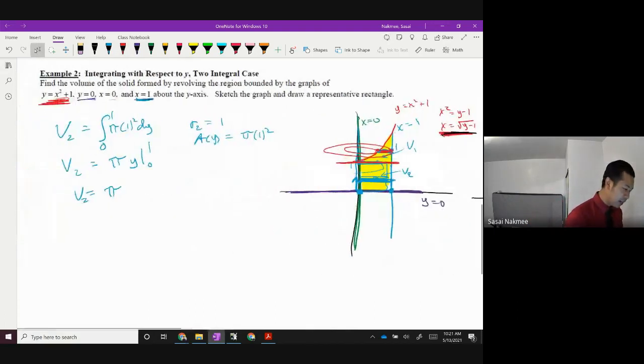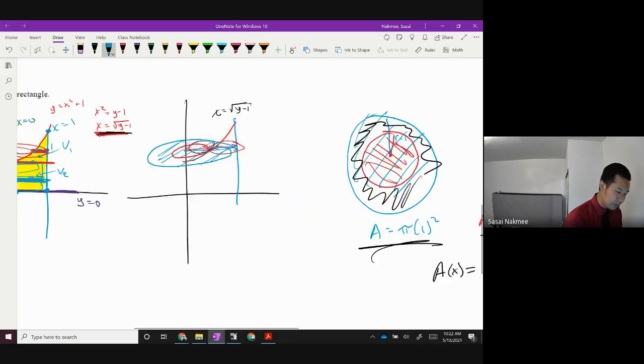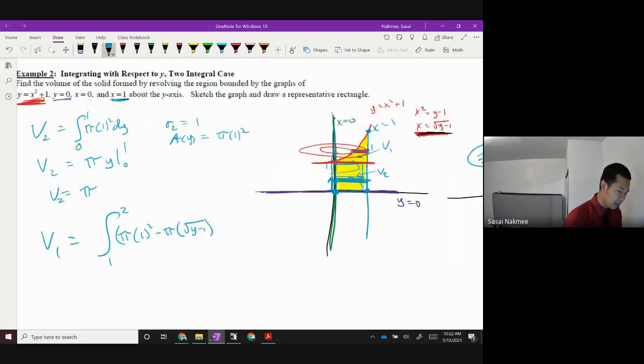But yeah, to calculate this volume, let's call that V1. V1 is going to equal the integral, this time going from 1 to wherever this is crossing. I'm supposed to figure that out. I believe it's crossing at 2. And the area that I'm calculating here is going to be pi times 1 squared minus pi times the square root of y minus 1 squared dy. So that's the integral that I need to do there.